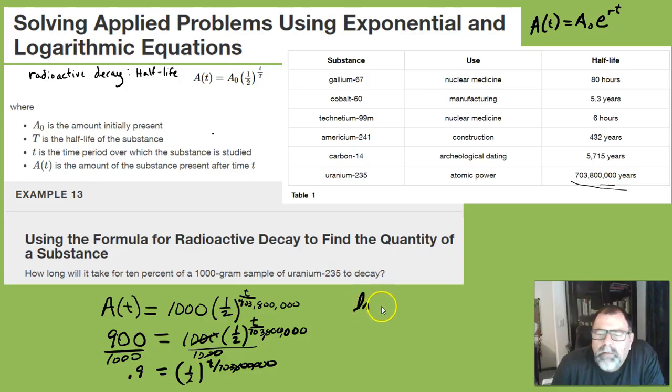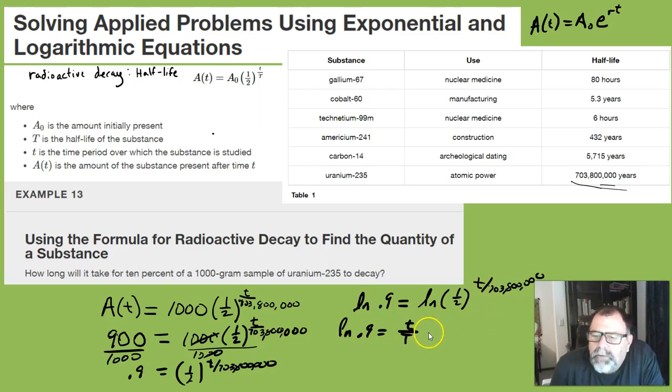So ln 0.9 equals ln of 1/2 to the t over that number. I should have just left it capital T, and then we could have done it later. Now I'm going to bring this exponent out in front. So ln of 0.9 equals, I'm going to write capital T because I'm tired of writing that big old giant number, ln of 1/2.